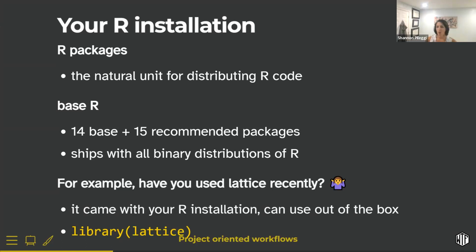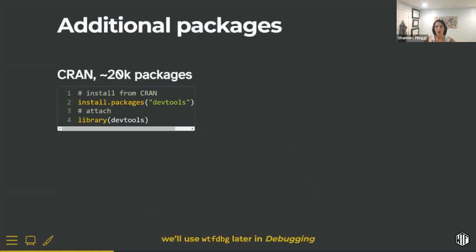And as an example of one of these packages that you may or may not have heard of, there's a package called Lattice. And if you check your R installation right now, you will find it in your list of packages because it comes in as one of these recommended packages. So regardless of whether or not you use it, it is installed on your personal machine because it was installed as a recommended package. And this is a package for graphics that preceded ggplot2. But of course, you can get additional packages beyond those 29 base and recommended packages.